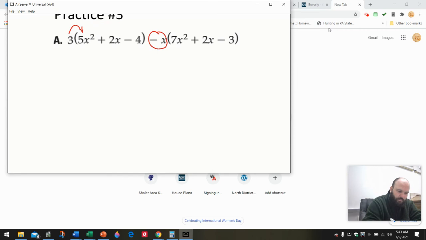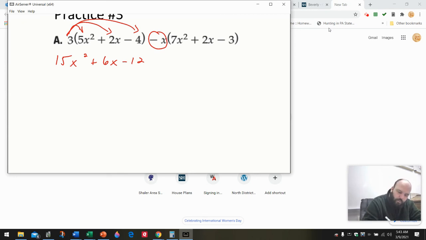The first one we're doing is 3 times 5x squared. That gives me 15x squared. Followed by that, we multiply 3 times 2x, which gives me 6x. And then 3 times negative 4, which is negative 12.